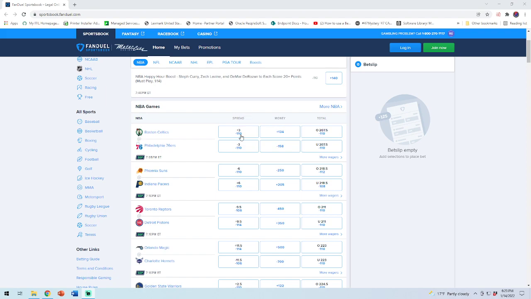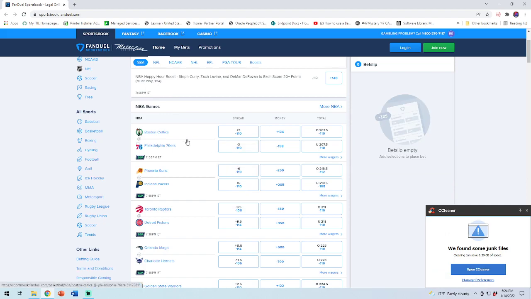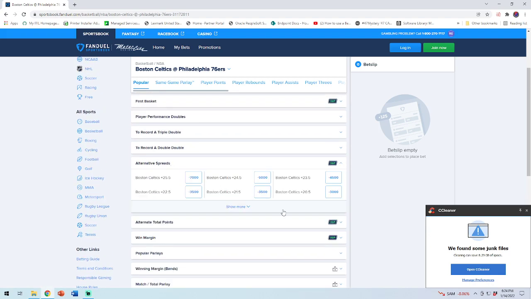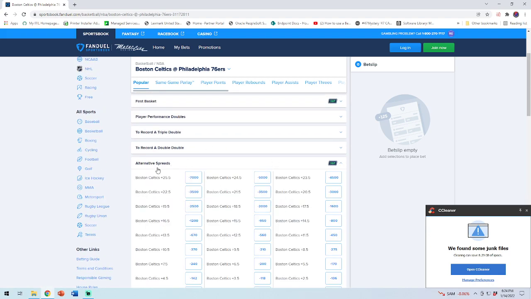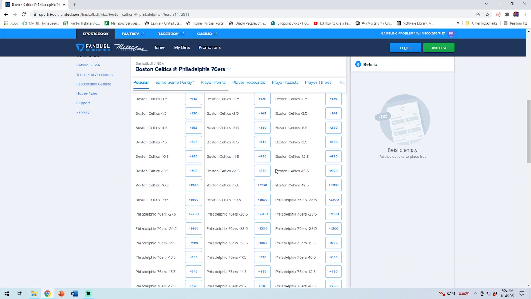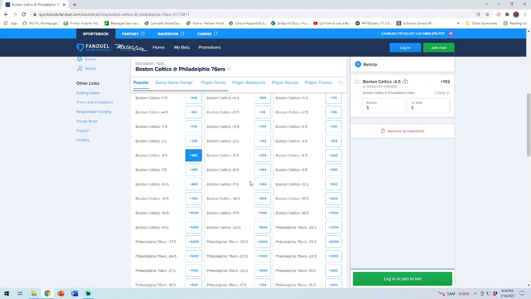Now, you have the option to parlay these. You have the option to even, and I can show you here, run an alternate spread, which if we go into the Celtics-Sixers game, we can play with the spread almost as much as we want. We can take the Celtics by as much as 25.5. Now, obviously, the odds change the more likely the bet becomes. Or if we're really loving the Celtics and we think that not only can they beat them on the money line, which is straight up, I think they can beat them by 5 points.